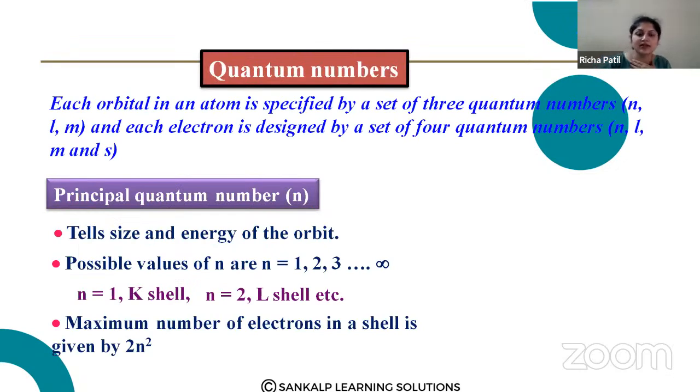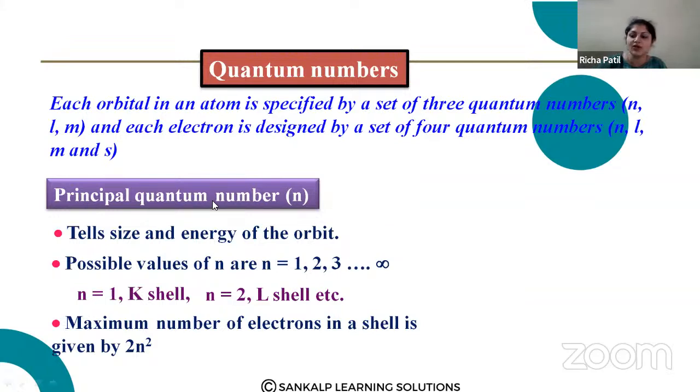So next we'll see what quantum numbers are. Each electron in an orbital is specified with some specific quantum numbers. There are 4 quantum numbers: principal quantum number, azimuthal quantum number, magnetic quantum number, and spin quantum number. We'll see each separately.